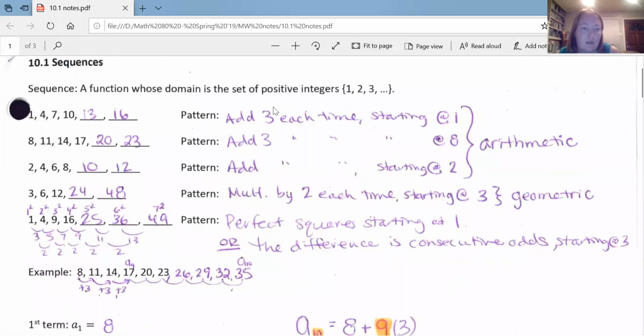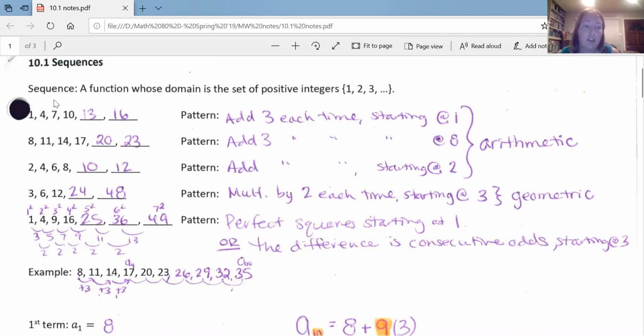10.1 is on sequences. So a sequence is a function whose domain is a set of positive integers. So 1, 2, 3, etc. So basically, it's an equation where you put in 1, then you put in 2, then you put in 3, and you have a pattern that results.